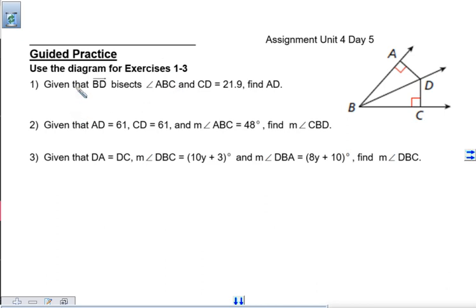Okay, so on this first one, we're given that ray BD bisects angle ABC. So that means we are dealing with an angle bisector. We know that CD is 21.9. What is the length of AD? It is also 21.9.